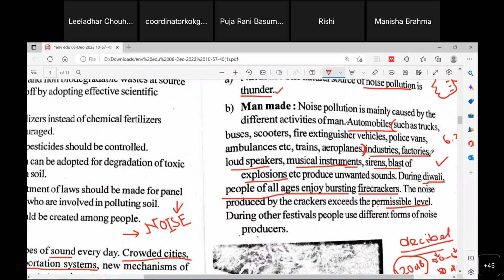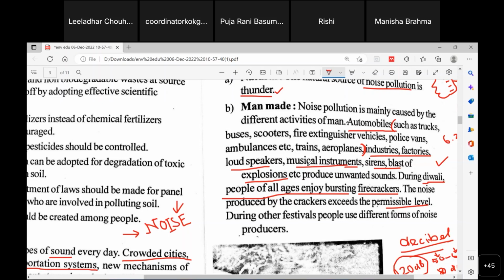Industries and factories we can put outside our human habitats, so that the noise is reduced. And loudspeakers, musical instruments, we can control our own loudspeakers definitely. If not there, then why should we arrange loudspeakers at full volume? We can control their volumes from our side. Most of the problems of noise pollution can be controlled by suitable desire of us.